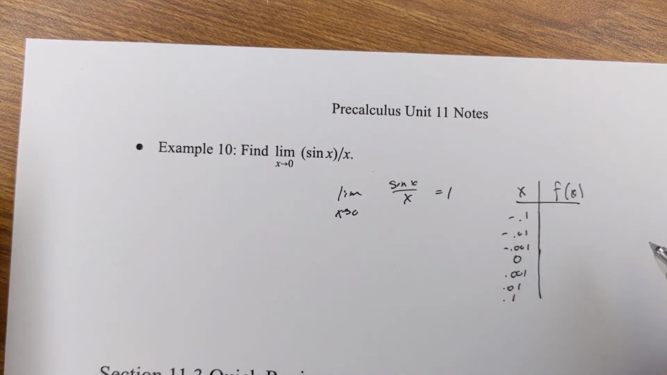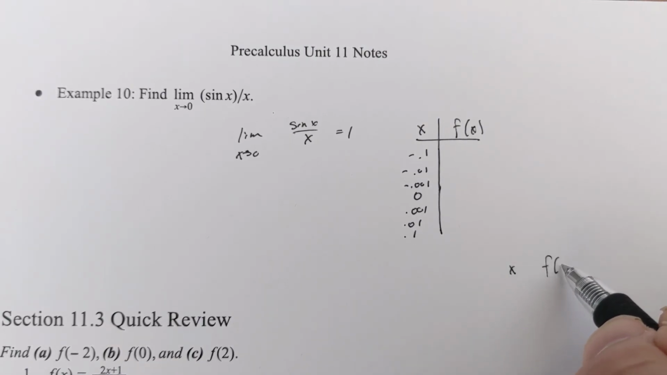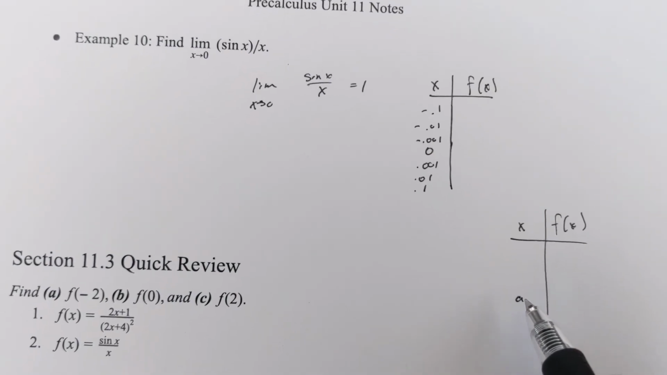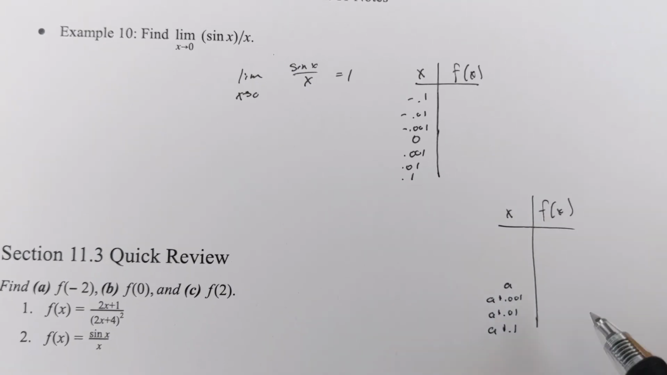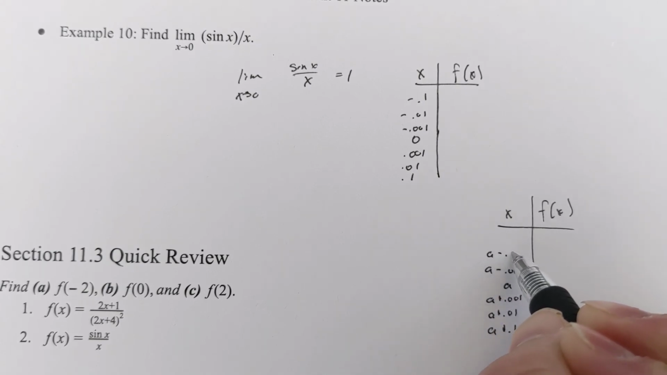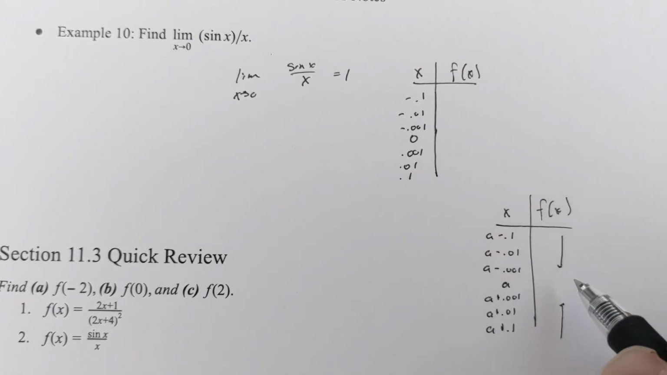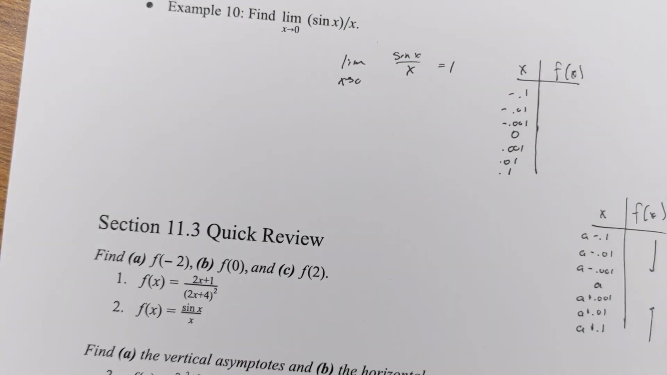In general, when you're setting up a table to do a limit, you set your a value in the center, what your limit is approaching. Going up, it's a plus 0.001, a plus 0.01, a plus 0.1. Going down, it's a minus 0.001, a minus 0.01, a minus 0.1. Then you look at, as you come towards a, whether these numbers approach a given value. That is the end of the section.